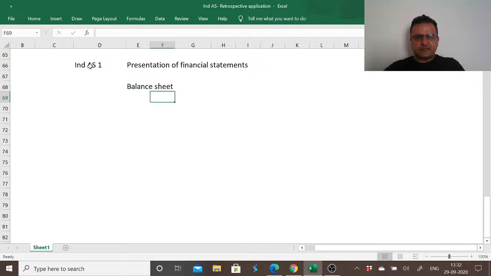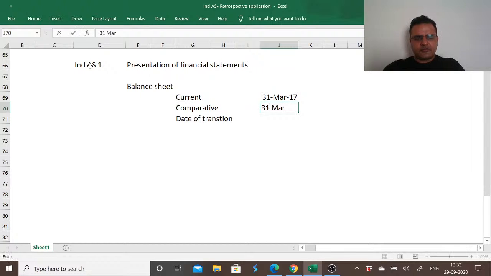Balance sheets are three: current, comparative, and date of transition. Current 31st March 2017, comparative 31st March 2016, date of transition 1st April 2015.